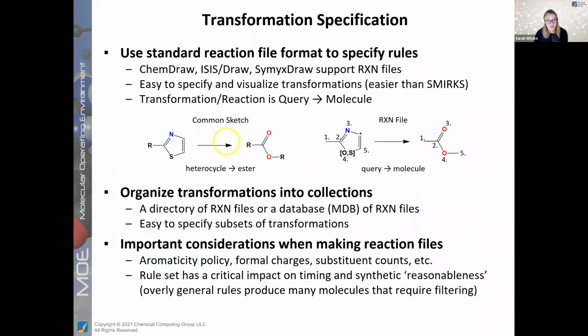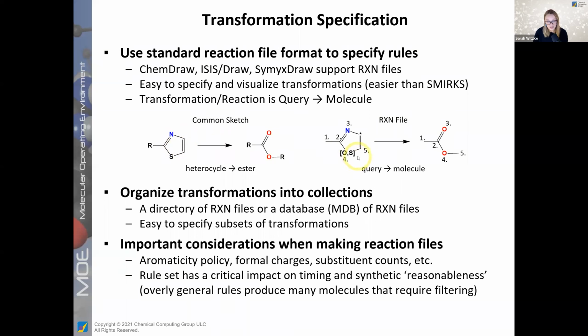So how do we specify these transformation rules? Well, we have chosen to use a standard format, an RxN format, because that's available in standard chemical sketchers such as ChemDraw. The real benefit of that is it's easy to specify and visualize them, much easier than, for instance, using SMIRKS. The way it's written is like a reaction. So imagine you have your thiazole that you say can be transformed to an ester. You'll write thiazole, then an arrow, and then you'll have your ester.